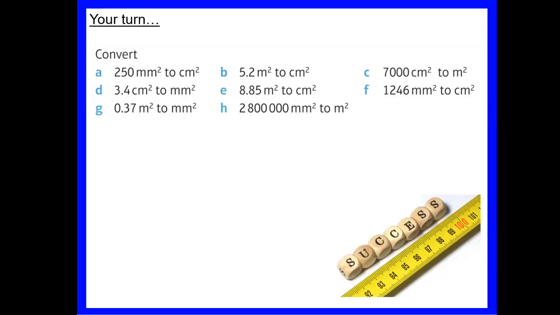Okay, so we've got some here for you to do, so check which way you're going. Remember, if you're going from a small unit to a larger unit, then you're dividing. If you're going from a large unit to a smaller unit, you're multiplying, and you're doing it by the conversion rate squared because we're talking about area. Pause the video, have a go now.